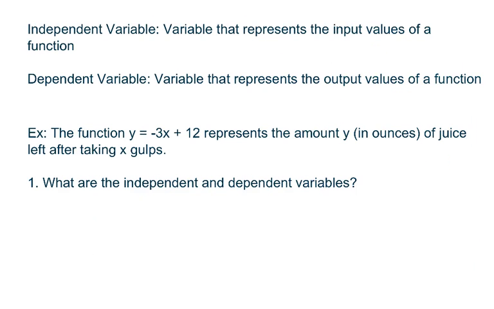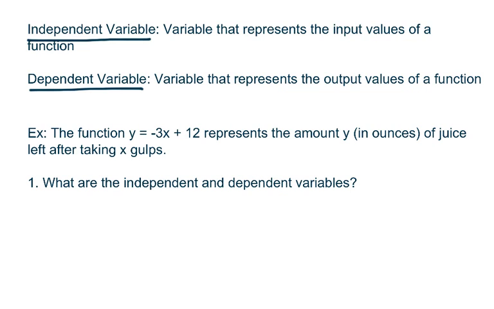Okay, 2 more vocabulary terms: independent variable and dependent variable. I'm going to underline them. The independent variable is the variable that represents the input values of a function. Independent, input. That's how you can remember. The independent variable is the variable you get to choose, or the variable you control. It's up to you to determine what you do with that variable.